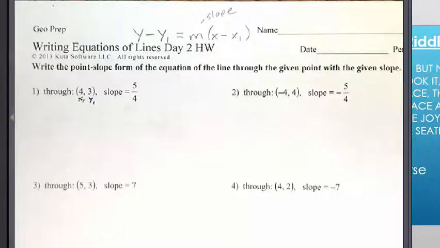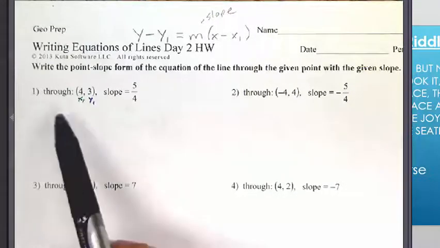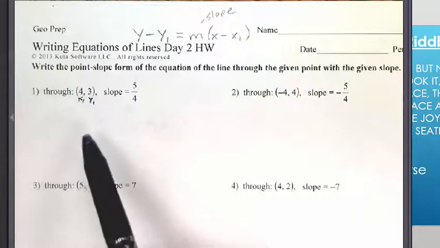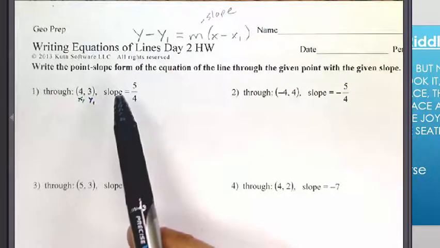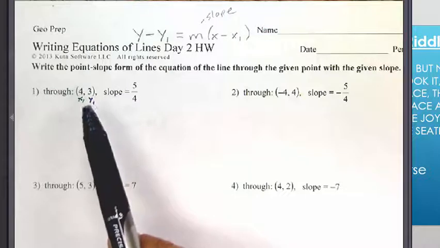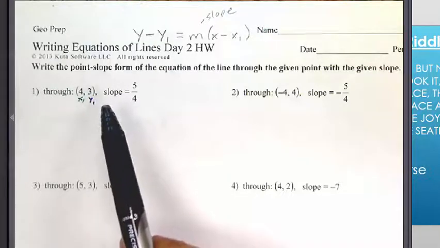Here's a video that I made for you guys, so when you go home, this can further help you with your math. What we're going to do today is write the point-slope form of an equation when we are given the slope and the point that the line runs through.